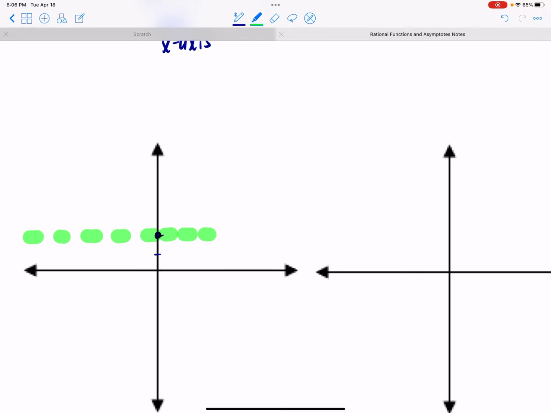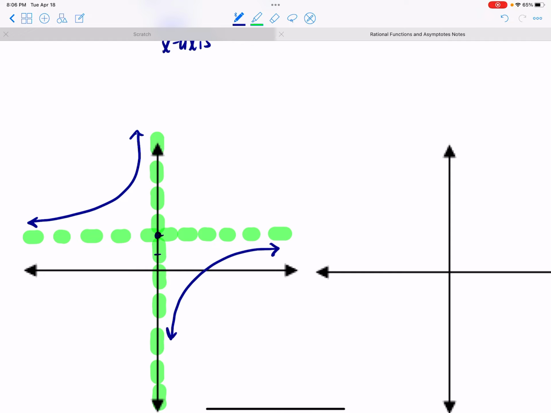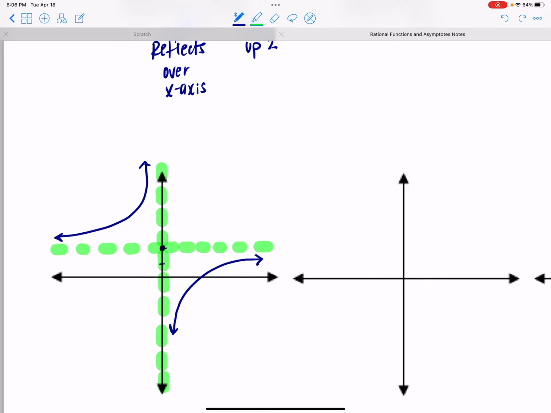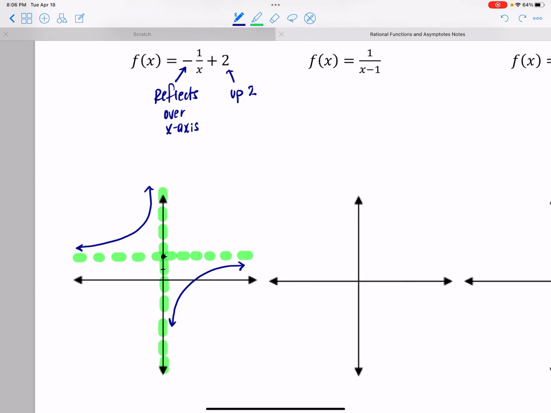So those will cross at (0, 2) instead of (0, 0). And then normally my branches would just follow, so I would just sketch a branch in quadrant 1 and quadrant 3. However, this graph is reflected over the x-axis, so this branch is going to have to go here, and this one's going to have to go here to make that mirror image. So now I'm going to sketch a branch into quadrant 2, and I'm going to sketch a branch into quadrant 4. And that's just a sketch, just so we have the basic idea of what's going on. If I really wanted to calculate this intercept, that's something I should be able to do, but not necessary if we're just sketching.